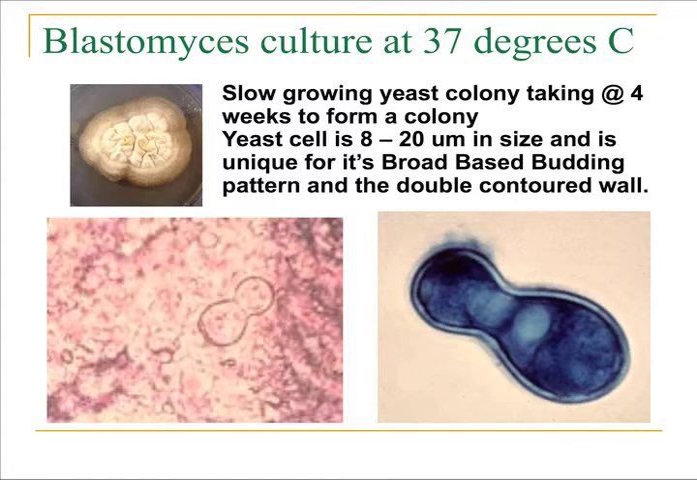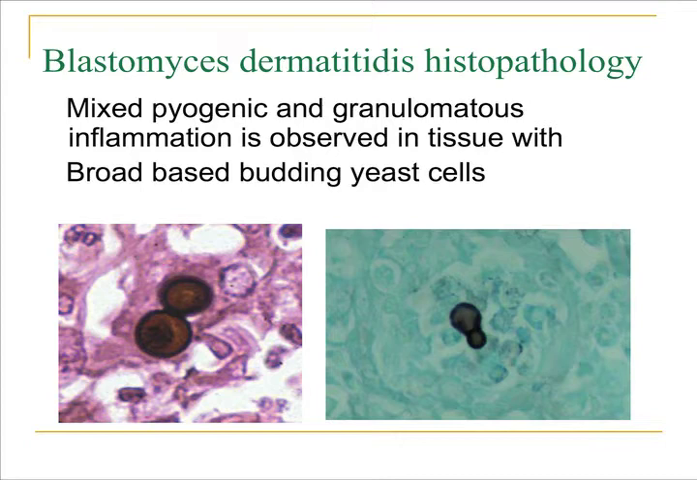On the next slide is shown Blastomyces histopathology. It is normally a mixed pyogenic and granulomatous inflammation, which can be observed in tissue specimens, and you will of course be looking for the broad-based budding yeast cell, which is the pathogenic form found in tissue specimens.